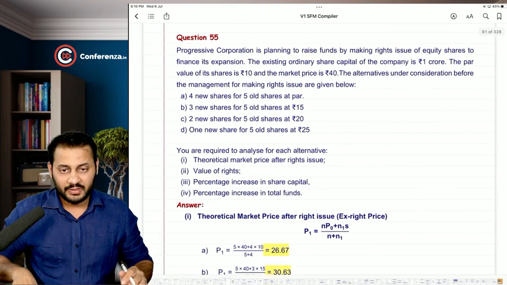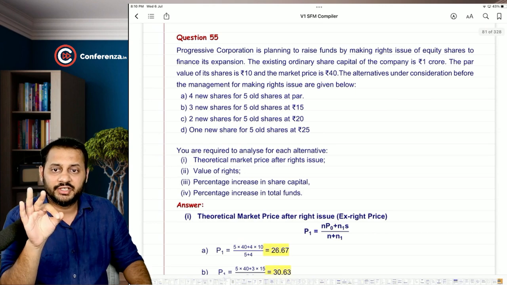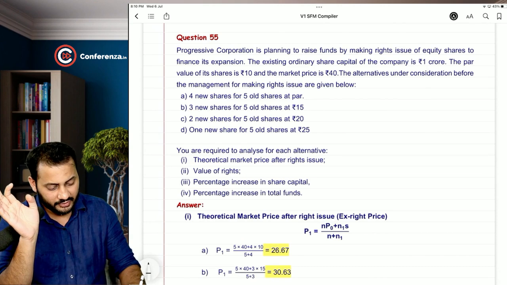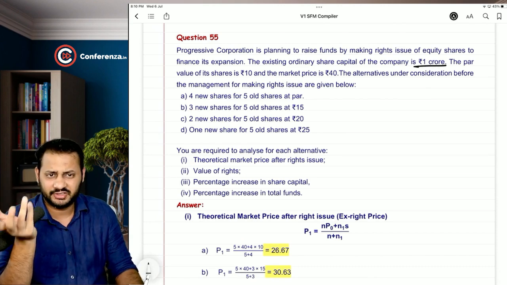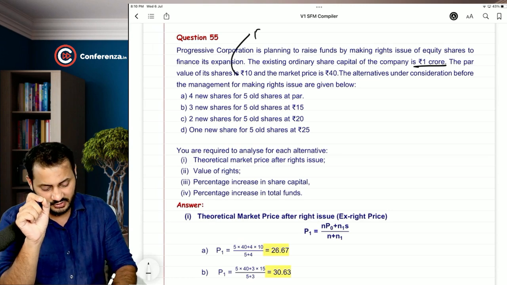Progressive Corporation is planning to raise funds by making right issue of equity shares to finance its expansion. The existing ordinary share capital of the company is 1 crore. That is share capital. The par value of its share is 10 rupees. That means the face value. And the market price is 40. That means P0.